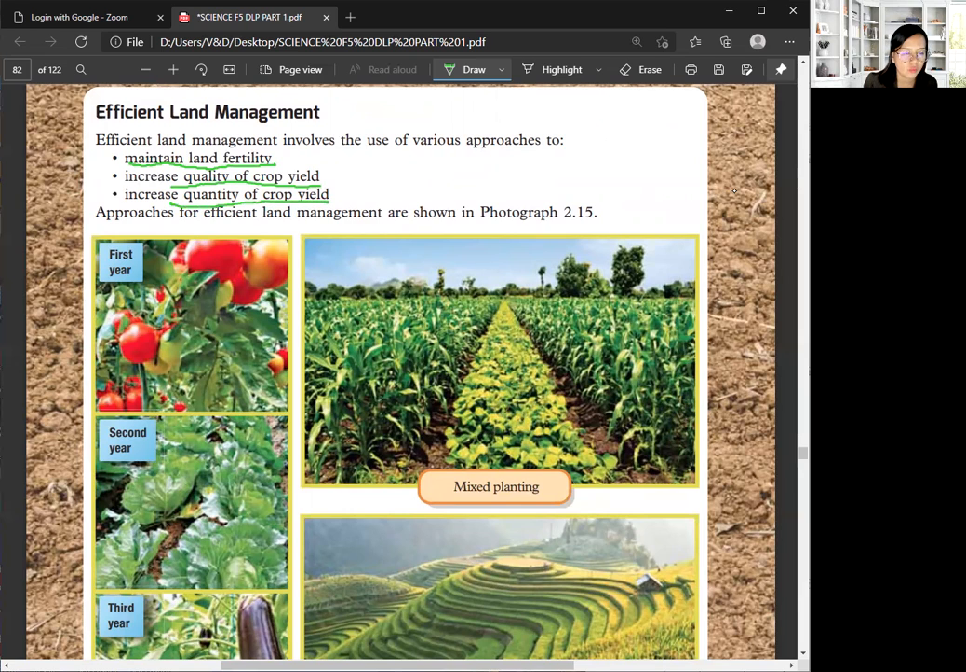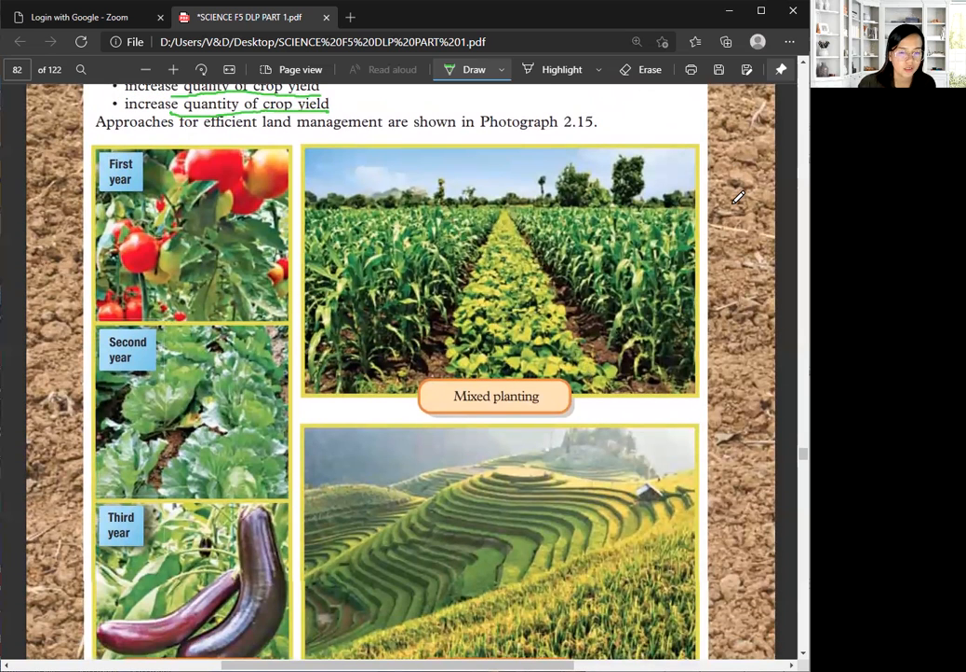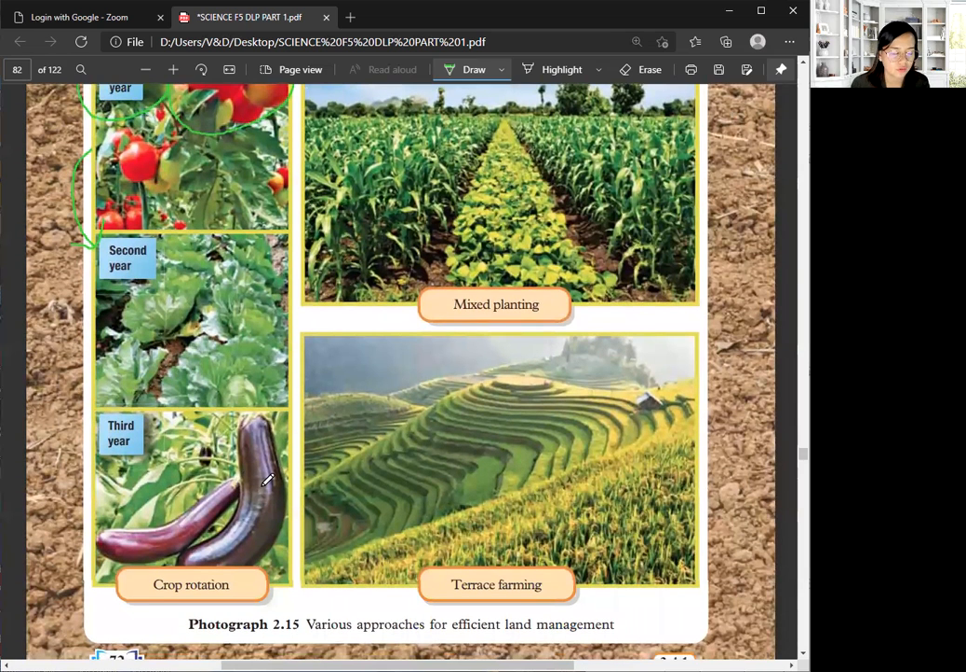Yeah. So what are the approaches for efficient land management? Okay, now look at photograph 2.15. Each year the farmers will change the type of plants that they grow. Now let's look at the first one. The first one, they grow tomato. That is the first year. Now after they get the crops and everything, the second year they'll plant cabbage, right? And the third year, all right.